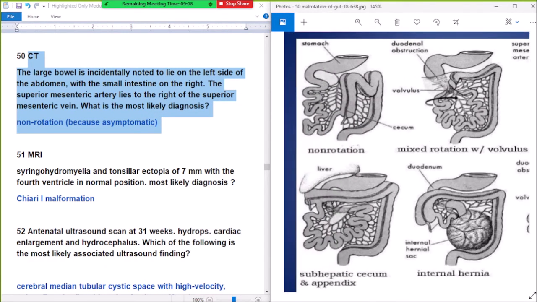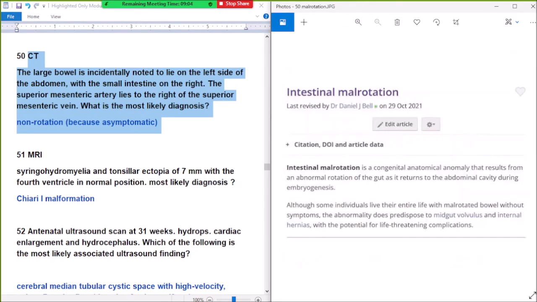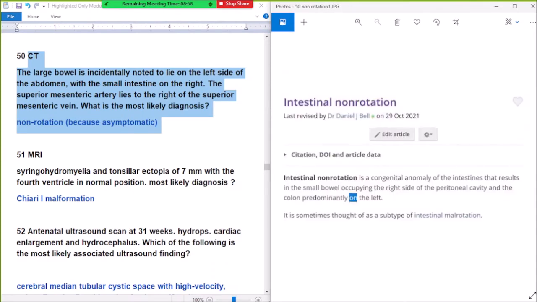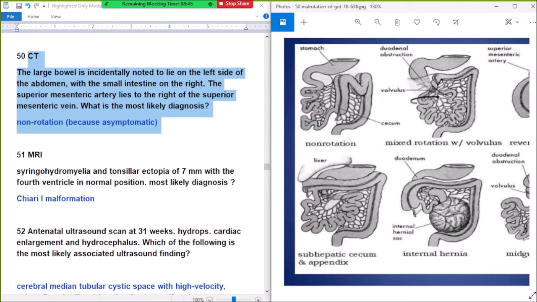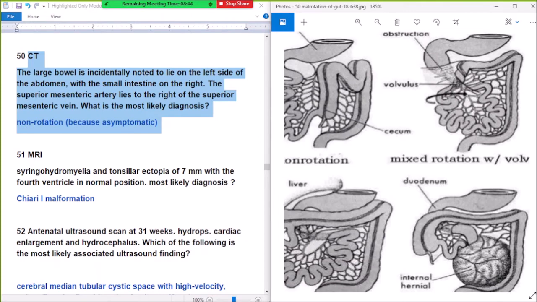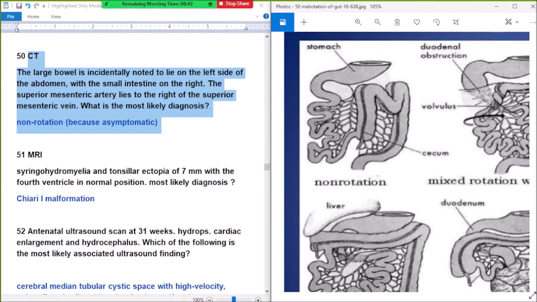This is non-rotation. In non-rotation, okay, let's read this. Intestinal malrotation. Intestinal non-rotation is a congenital anomaly of the intestine that results in the small bowel occupying the right side of the peritoneal cavity and the colon on the left. Colon on the left, small bowel on the right. In non-rotation, congenital anomaly, colon on the left and small bowel on the right.